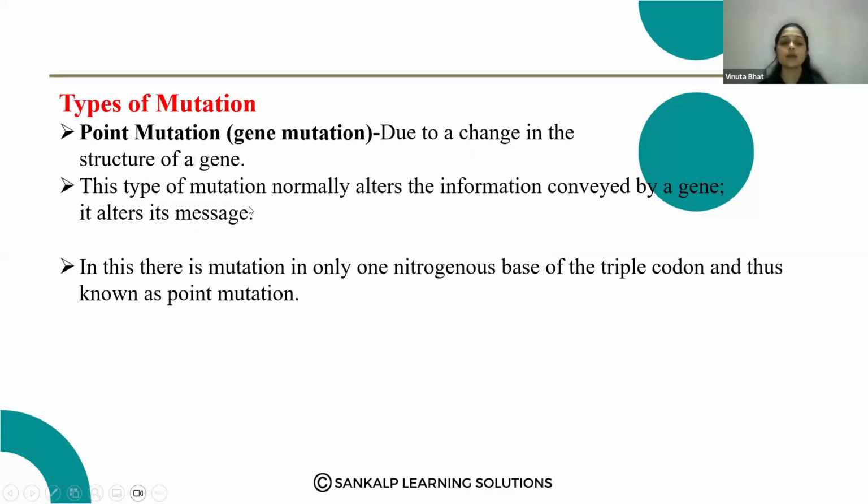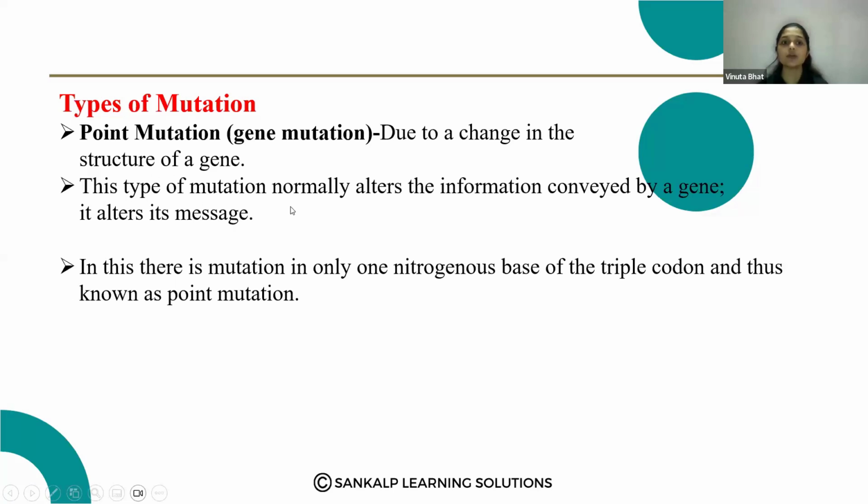And the types of mutation. Already we know the point mutation. What is the example for the point mutation? That is sickle cell anemia. And one more type is the frame shift mutation. So here the point mutation is due to the change in the structure of the gene.